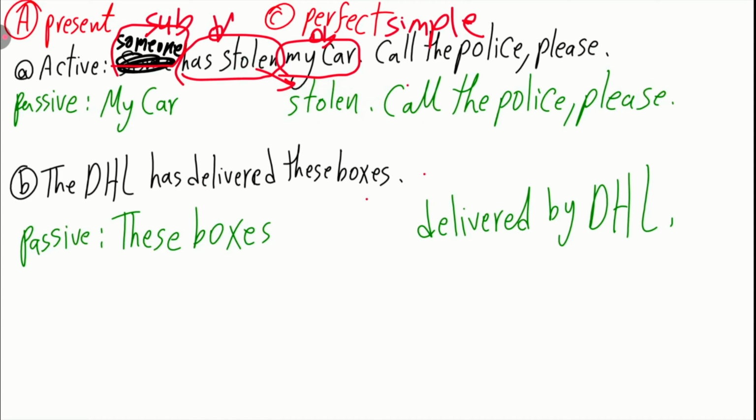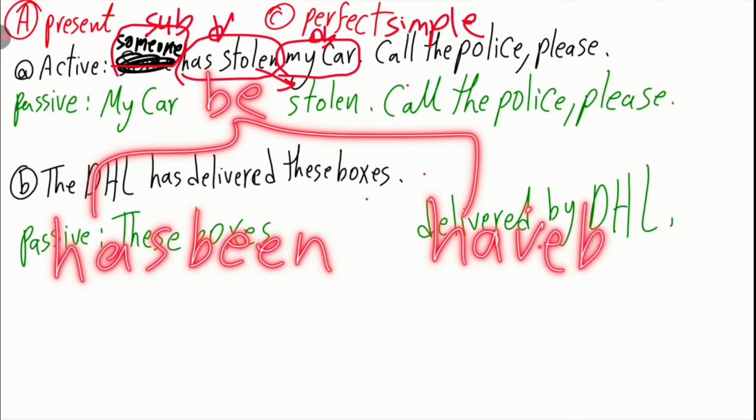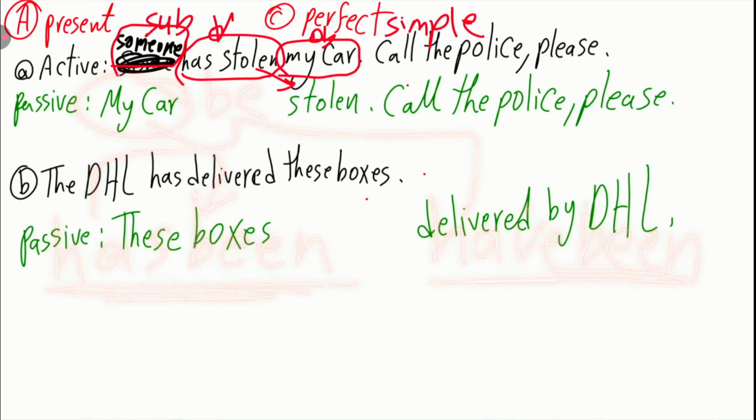And how do we choose verb to be? For verb to be, we can say has been or have been. This is in accordance with the tense. But for the object, what is the object? The object is my car, so my car has been. I write my car has been stolen.